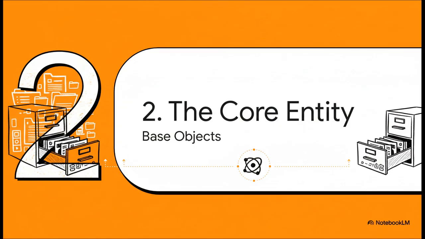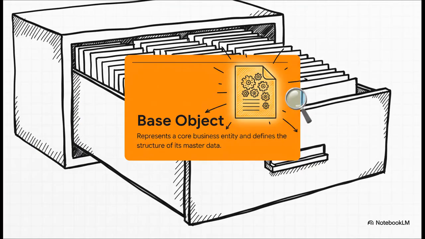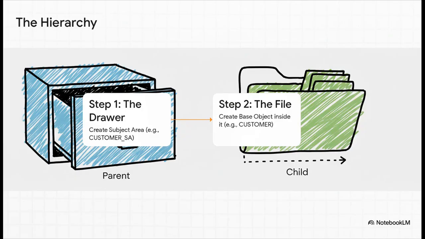Now we're going to zoom in from the big category down to the actual core files themselves. Inside every subject area, we have something called a base object. So if the subject area is the drawer, the base object is like the official master template for every single file that's ever going to go inside that drawer. It basically defines the perfect structure for what a single golden record is supposed to look like. And this hierarchy is super important to get right. It's a really simple but totally crucial parent-child relationship.